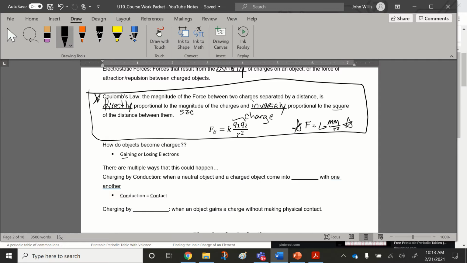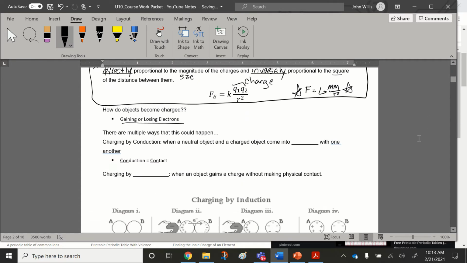Again, they gain or lose electrons. You do not gain or lose protons. That's a test question, just like the last one that only 10% of us got right. Here it is written again. You gain or lose electrons. You gain electrons, you get a negative charge. You lose electrons, you get a positive charge. There are multiple ways this could happen.